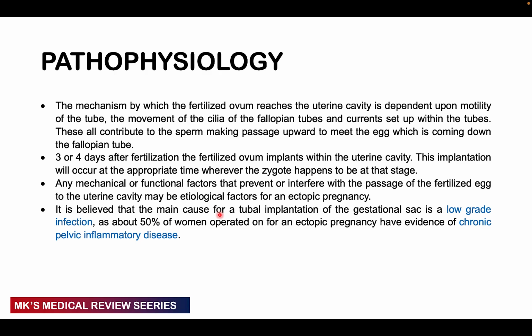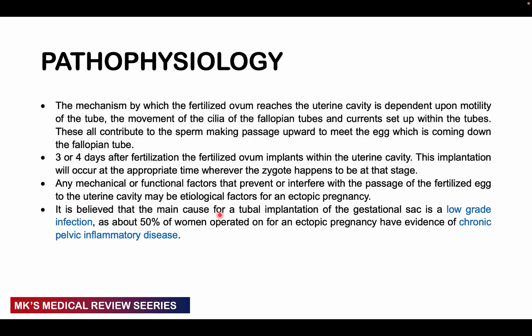And remember that 3 or 4 days after fertilization, this fertilized ovum is actually going to implant within the uterine cavity. So it means that this implantation will occur at the appropriate time wherever the zygote happens to be at that particular stage. And anything that is going to be mechanically or even functionally preventing or interfering with the passage of this fertilized egg to the uterine cavity is actually going to result in an ectopic pregnancy.